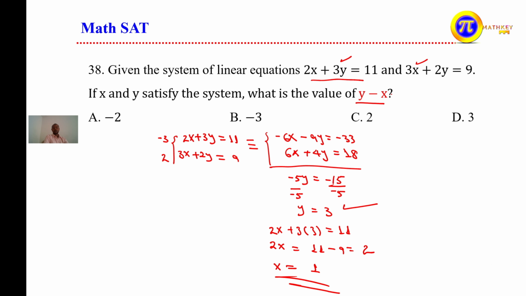But we were asked for the value of y minus x. Therefore, what is y minus x? Y minus x is equal to 3 minus 1, which is equal to 2. We obtain it like this. From the given choices, choice C is the correct answer.